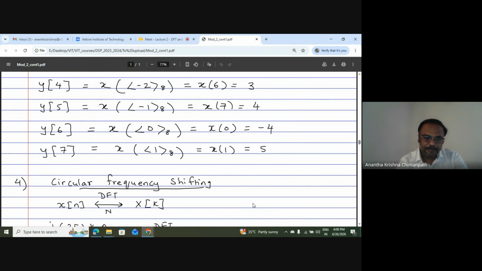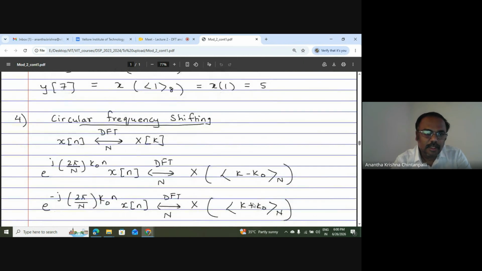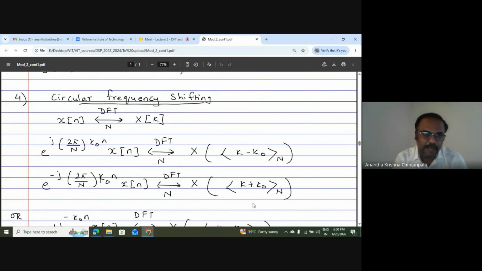Next one, the fourth property is circular frequency shifting. Circular frequency shifting means that the frequency shifting is happening in the DFT domain, meaning that x of n, its N point DFT is capital X of k. So you multiply by e to the power of j 2 pi by capital N, k naught n, which is a complex exponential term in the time domain, times x of n. Its N point DFT is nothing but capital X of k minus k naught modulo N.